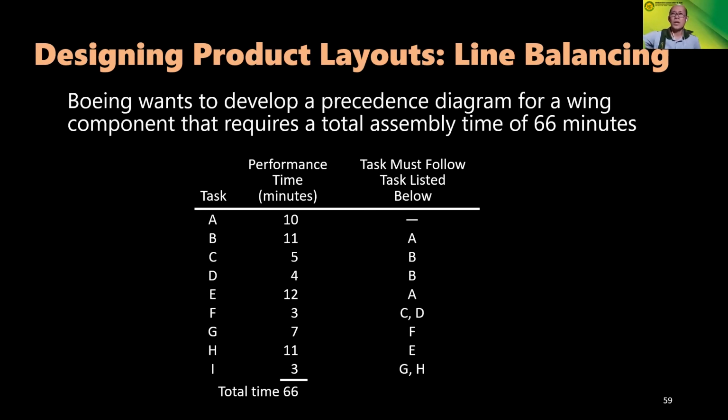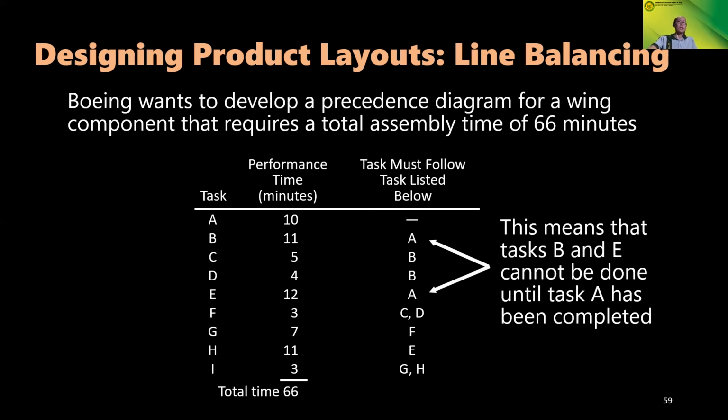The precedence relationship are as follows. Station B follows Station A, Station C and D follows Station B, E also follows Station A, F follows stations C and D, Station G will follow Station F, Station H will follow Station E, and Station I follows Station G and H. So you can see here, as an example, both B and E have the same precedent task, which is task A. This means that tasks B and E cannot be done until task A has been completed.